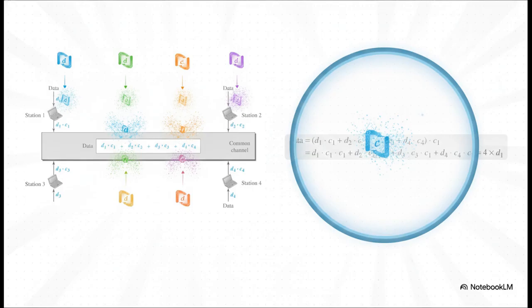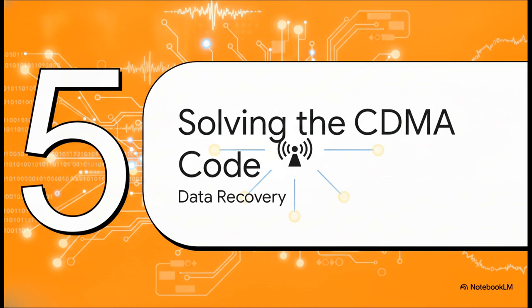The channel simply acts as an algebraic adder. It just carries the combined sum of all these transmitted signals simultaneously. It looks like a complete mess, but look closely at the recovery math. To pull out just station 1's data, the receiver multiplies that entire combined channel mess by station 1's specific code. And thanks to the magic of these mathematical codes, all the other signals simply cancel out, leaving only station 1's data. Which brings us to section 5, actually solving the CDMA code.